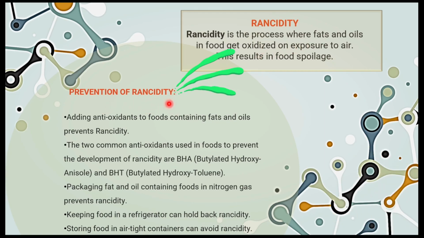Dear student, how can we prevent rancidity? First, adding antioxidants to foods containing fats and oils prevents rancidity. There are mainly two kinds of antioxidants which are used in foods to prevent the development of rancidity. Those are BHA, butylated hydroxyanisole, and BHT, butylated hydroxytoluene.